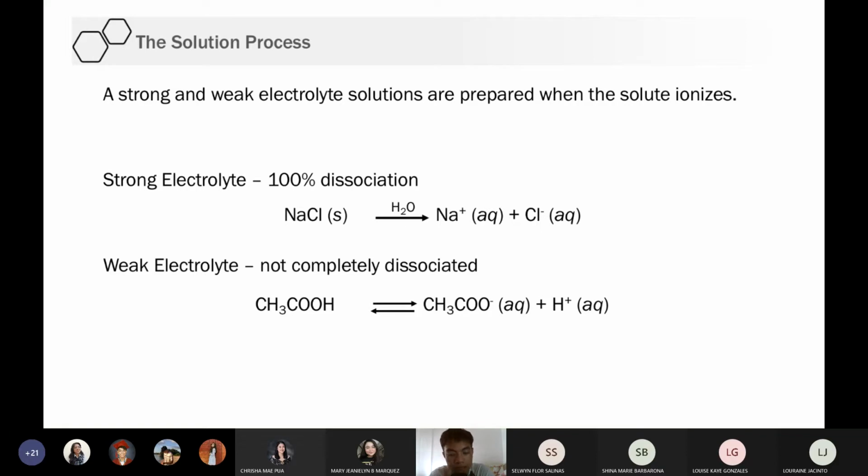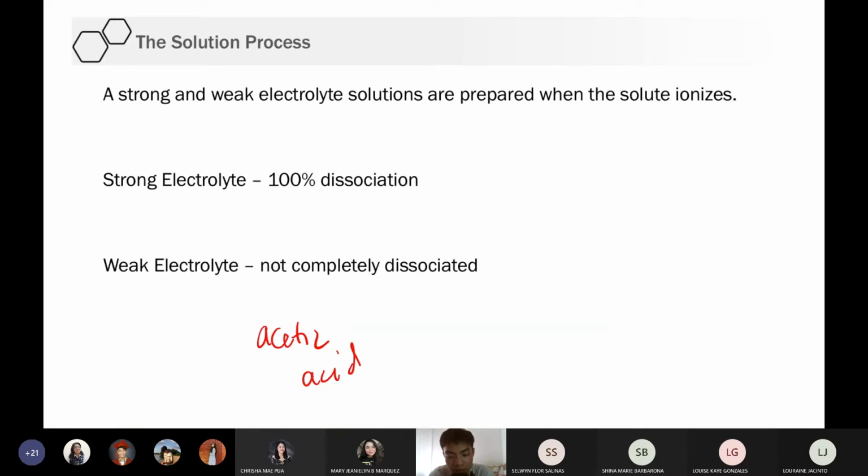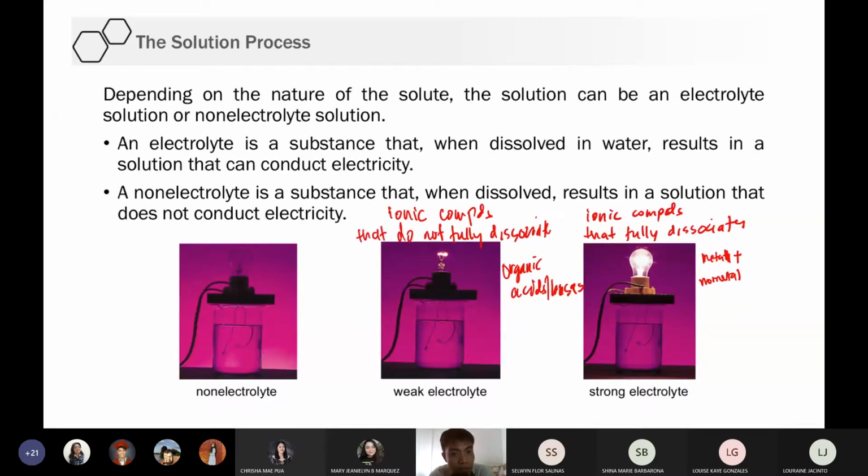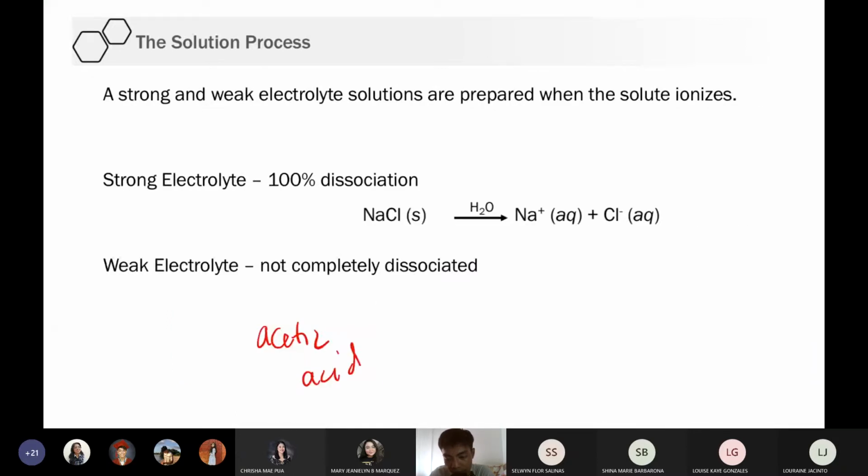So, ano yung mga common example nun? Yung mga organic acid or mga organic bases such as acetic acid. Itong suka natin. So, yan ay weak electrolyte yan. Okay? So, kapag nag-pass through ka ng kuryente doon, medyo dim yung ilaw. Pero at least may ilaw. Pero kapag yan ay asin, iilaw talaga yan.